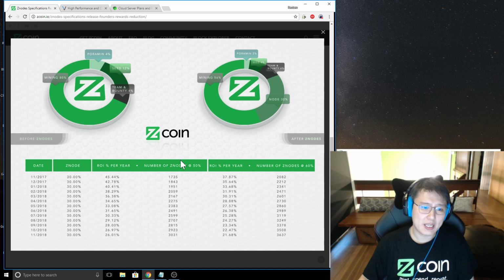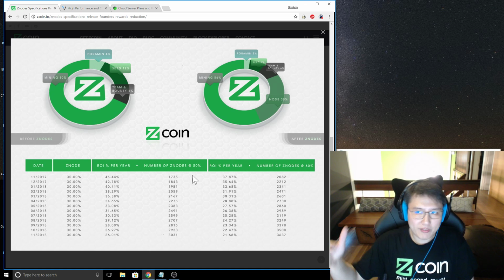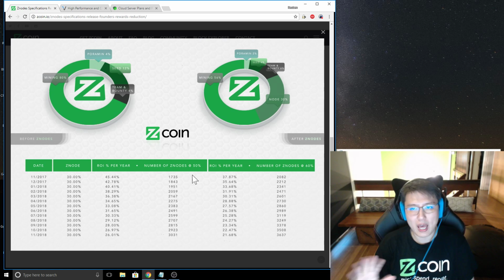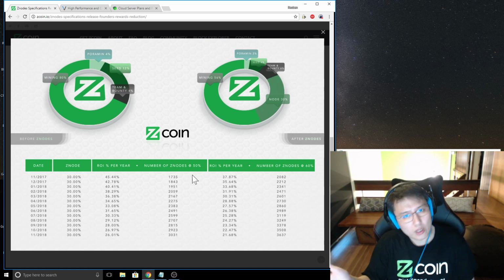What it means is that currently there's about 3.4 million coins-ish of Zcoin. And what I mean by 50% is that I'm estimating 1.7 million of these coins will be locked up in Znodes. That means people will be hosting Znodes on 1.7 million of these coins. This is just a rough estimation. It may be more, it may be less.